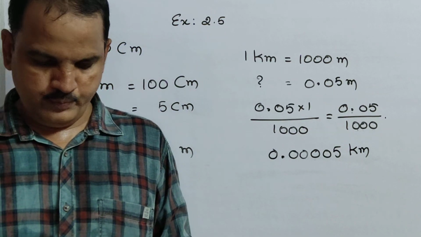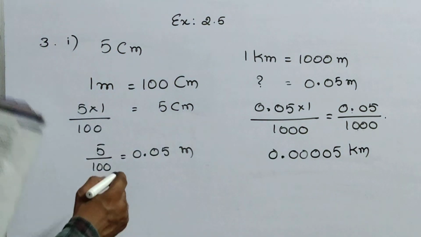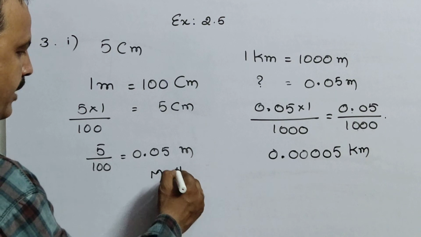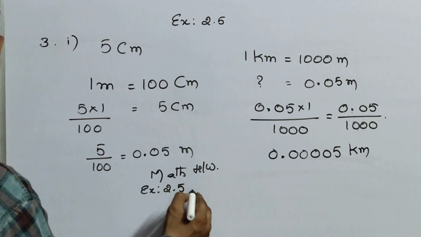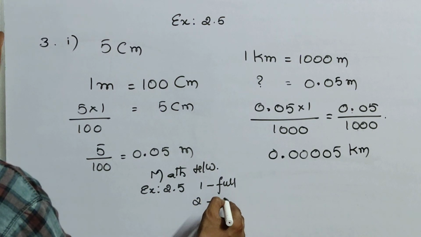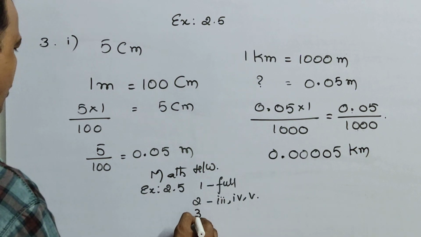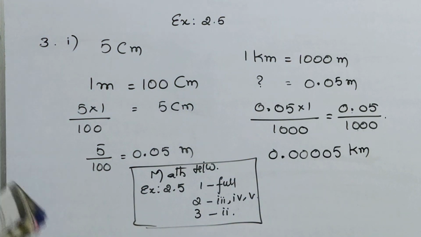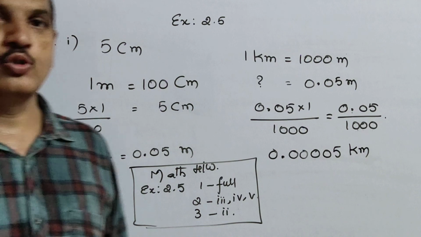Okay, you can do first Roman and second Roman and third Roman, the remaining sums are homework. Okay, take down the homework. These two sums also, this sum also I will do in the CW and I'll send. Okay, maths homework. Exercise 2.5, first Roman full, second Roman 3, 4, 5. Third Roman, second. Total, these many sums. Very less homework today because only the explanation part took time. Okay. So tomorrow you may get a chance to do more homework.